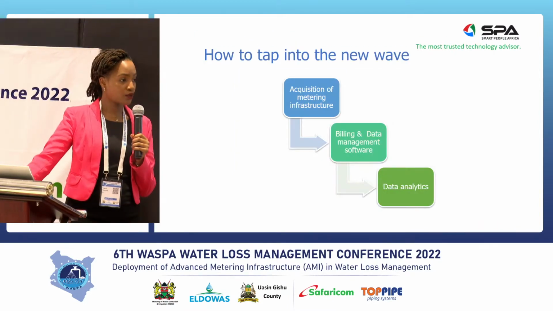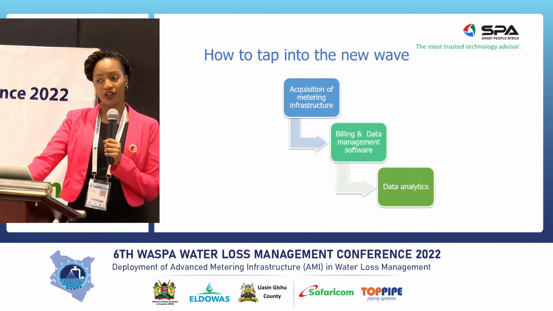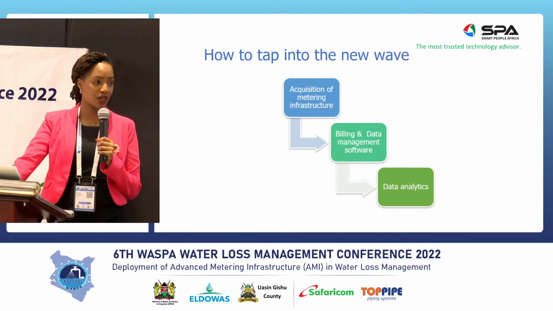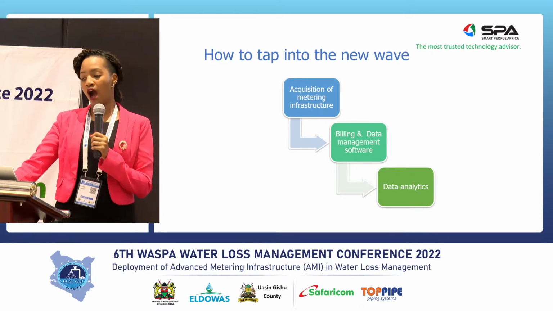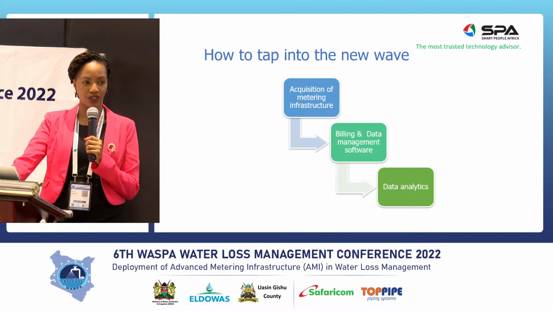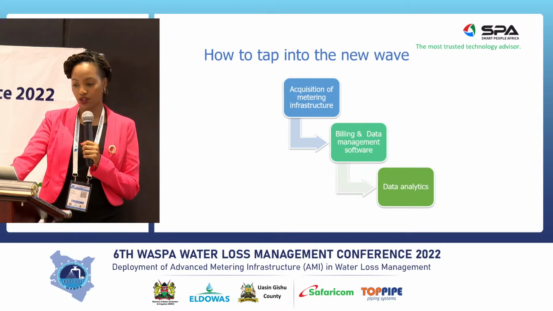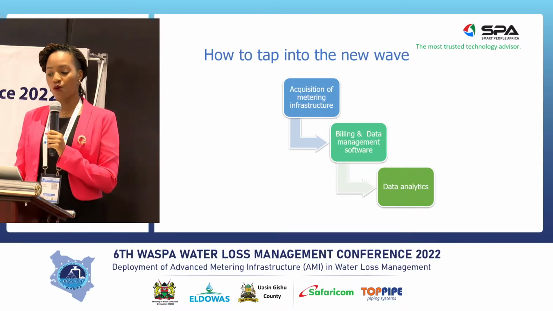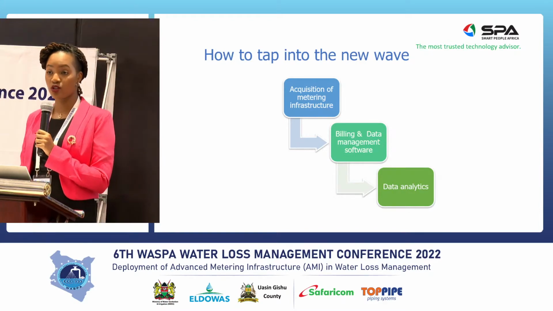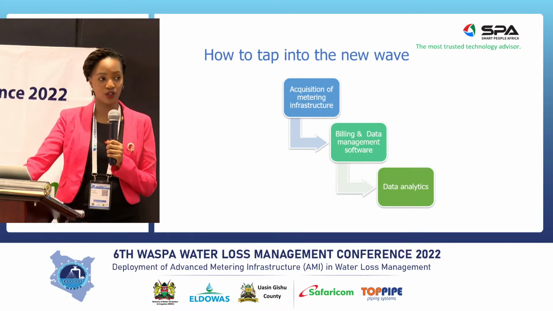So now that we have looked at the benefits, how do we ensure that we are tapping into this new wave? First of all is the acquisition of the metering infrastructure, right from the meters, which are smart prepaid or postpaid meters. You can begin the acquisition of it. We use the smart meters that have the NB-IoT technology, and we are working together with Safaricom for the SIM cards. So once you have the metering infrastructure, then you're able to proceed to the software, which is another key component, the billing and the data management software.